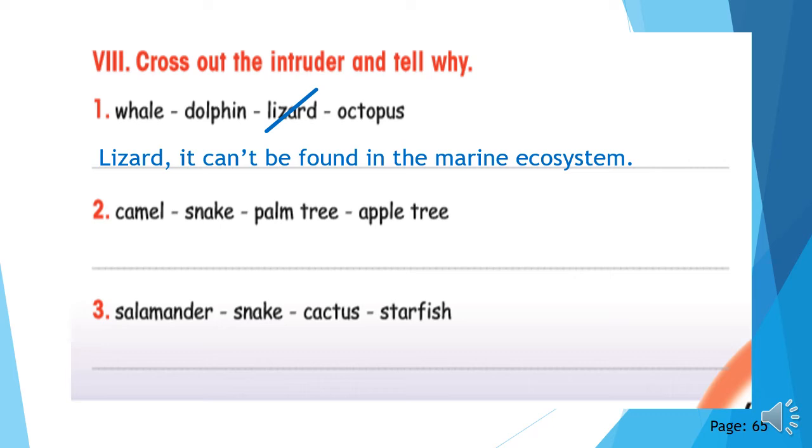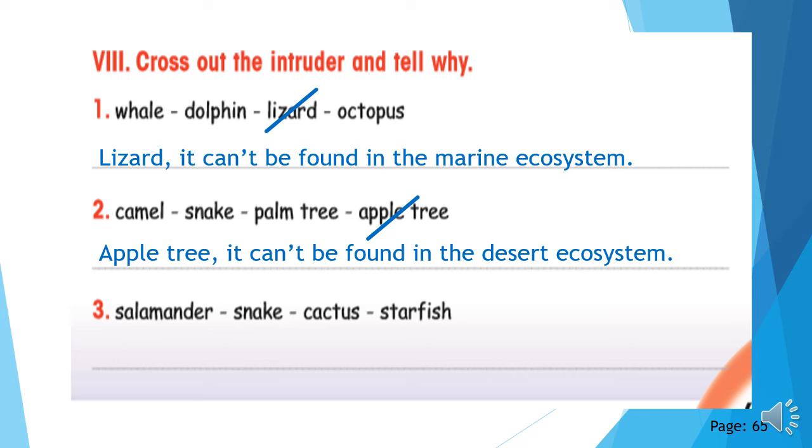So which one do I have to cross? The apple tree. And I have to write apple tree on the line, and I write it cannot be found where? The others are found in desert ecosystem, but apple tree cannot be found in the desert ecosystem.